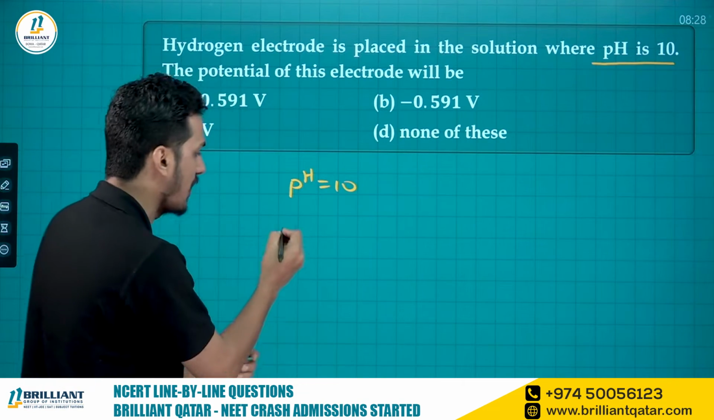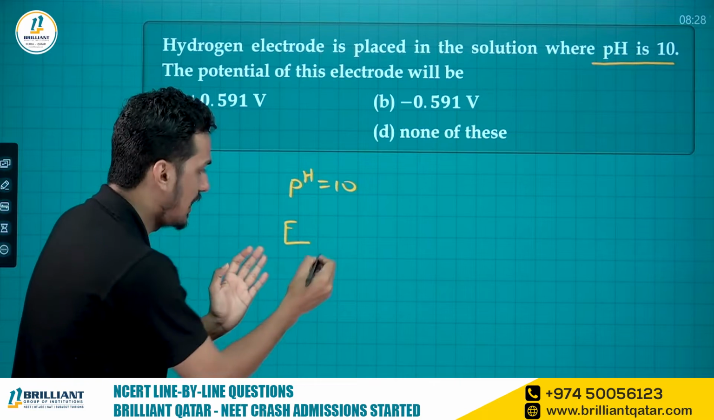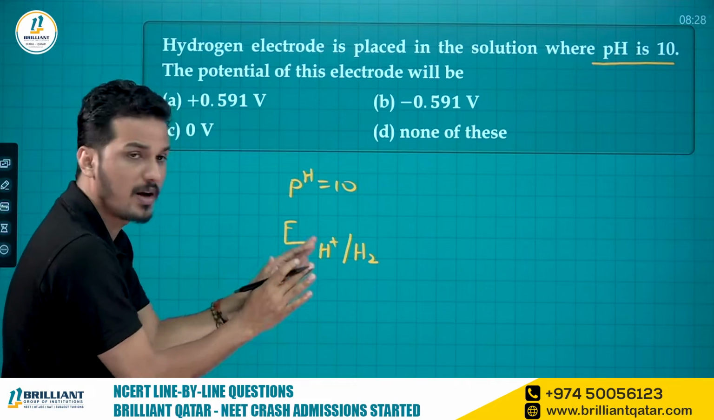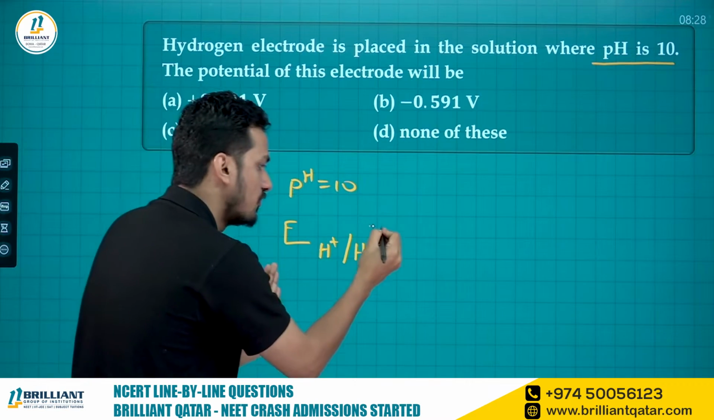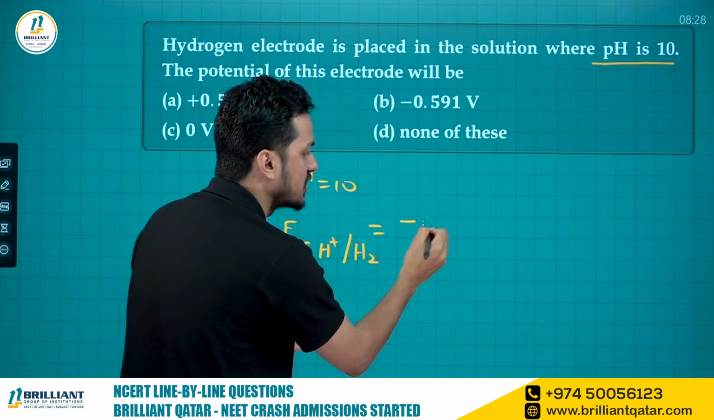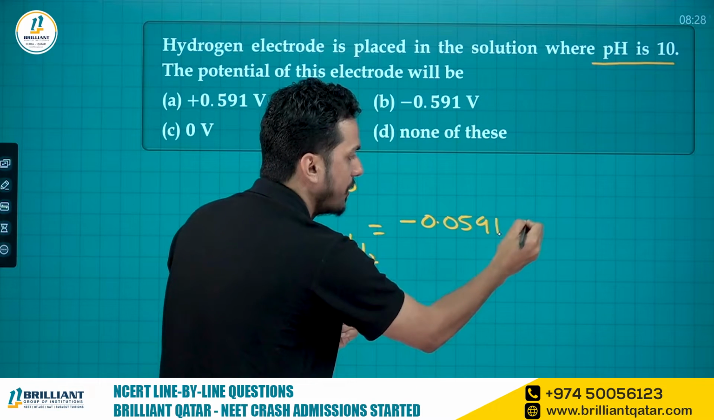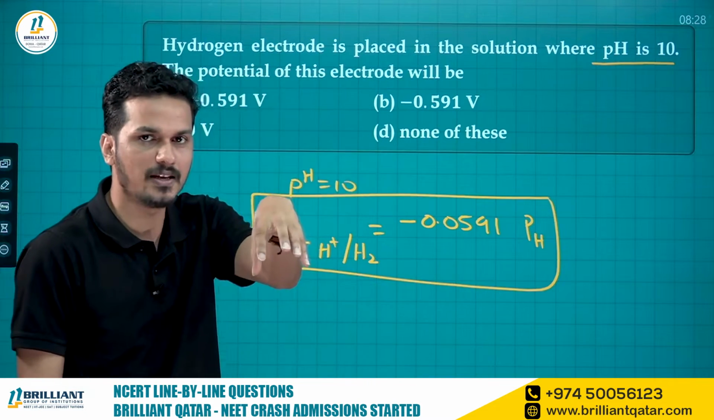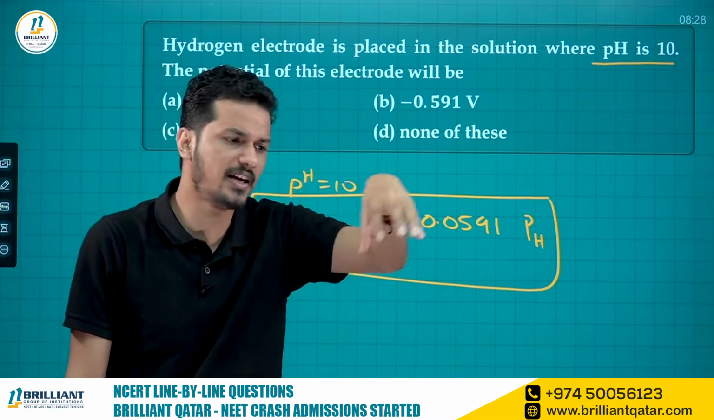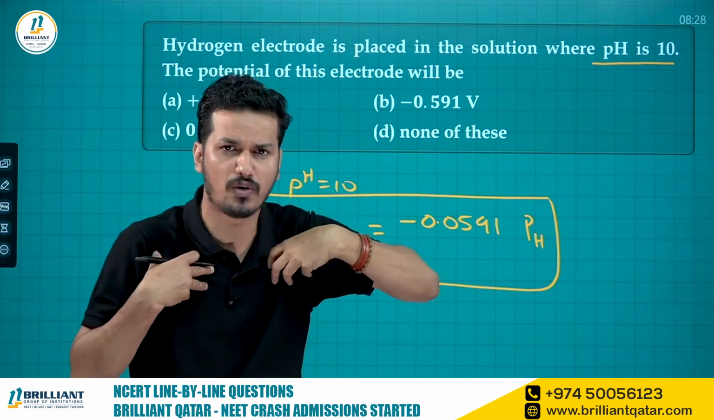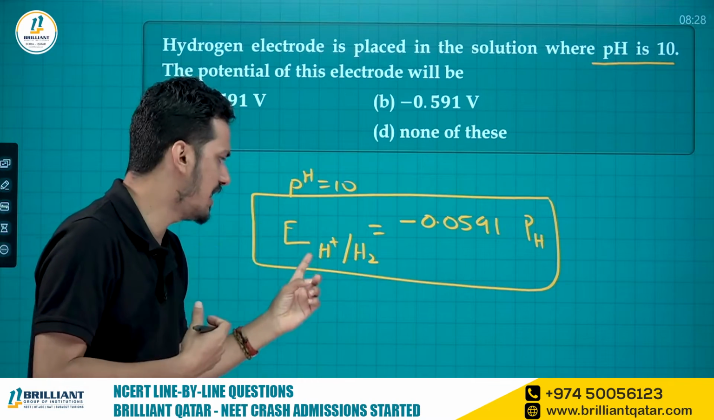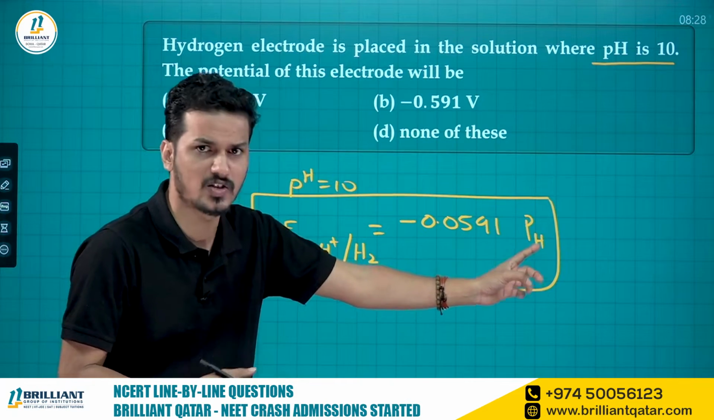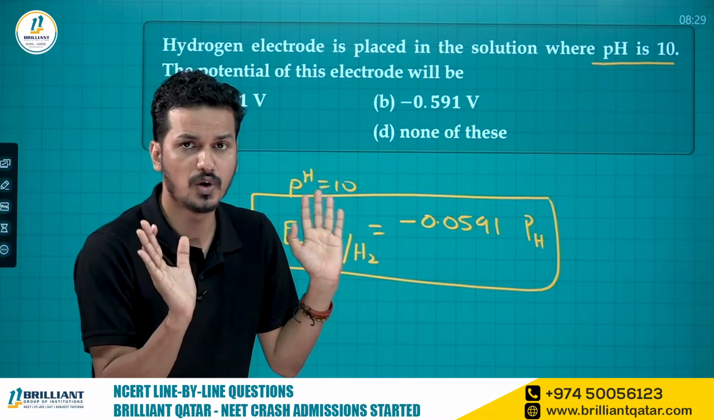I am going to teach you one easy formula. The potential of that hydrogen electrode, E H plus bar H2, will be, and you have to remember the formula, minus 0.0591 pH. If we are keeping a hydrogen electrode in a solution of different pH, we have to use the formula E H plus bar H2 equal to minus 0.0591 pH. That's the formula you have to use.